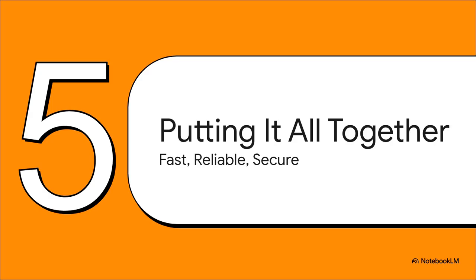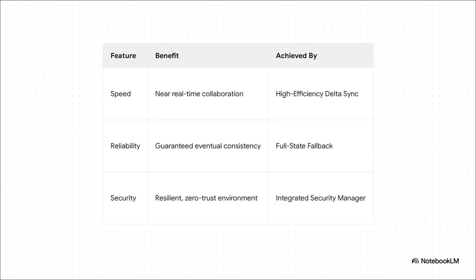So when we put all of these pieces together, what do we actually have? We've seen a lightning-fast sync system, a bulletproof fallback plan, and this really robust built-in security model. Let's take a look at how they all combine to create something that's, well, pretty special. And the synergy here is just perfect, isn't it? The Delta Sync gives you incredible speed for that real-time collaboration. The full state fallback gives you absolute reliability, guaranteeing everyone ends up on the same page. And that integrated security manager creates a tough, resilient, zero-trust environment. You see, each piece makes the others even stronger.